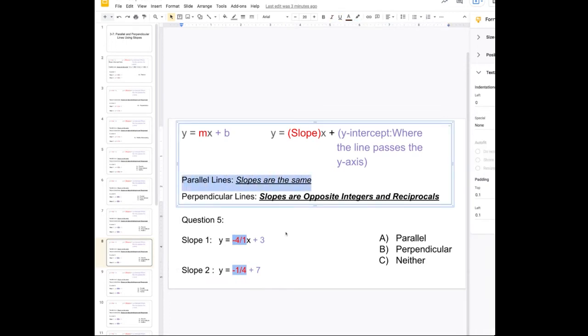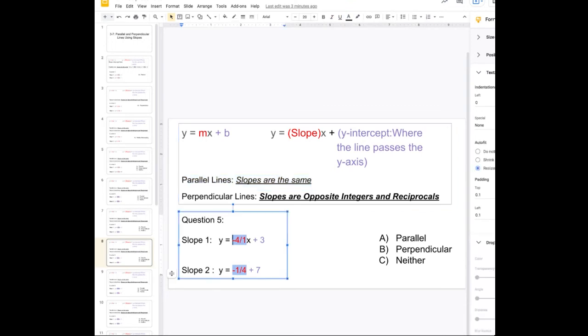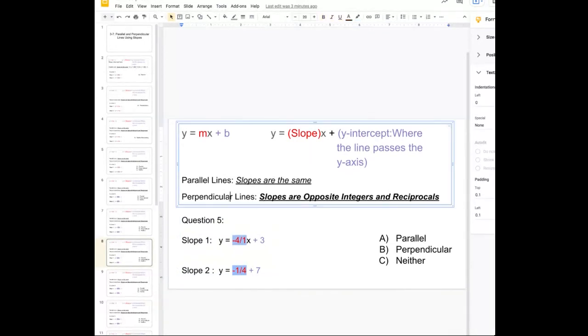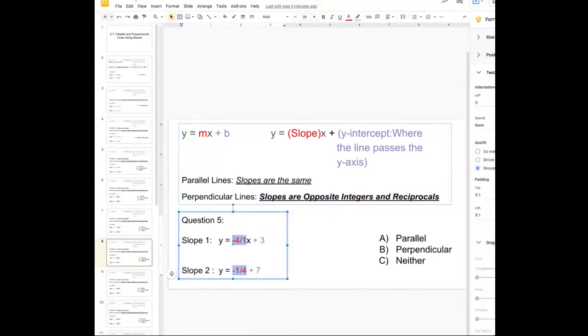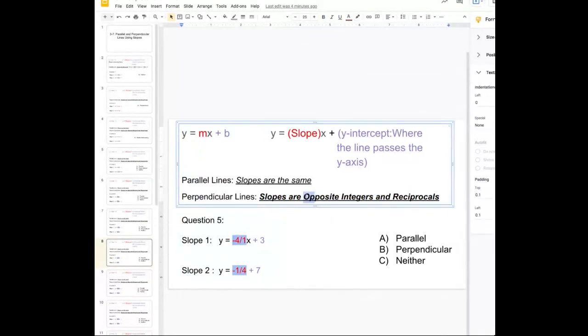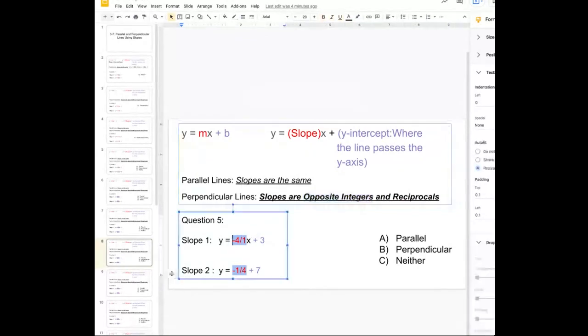Because once again, for parallel lines the slopes are the same. Negative 4 over 1 is not the same as negative 1 over 4. They have the same integers, but they're not the same pattern. They're very different. Next one is perpendicular lines, where slopes are opposite integers and reciprocals. Here you have one negative. Are they opposite integers? You have to double check. If you have one negative and one positive, the other one's not, they're not opposite integers, right?